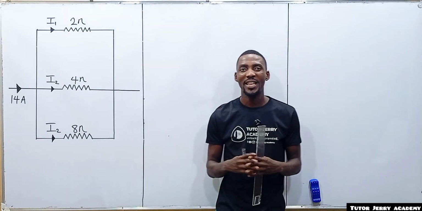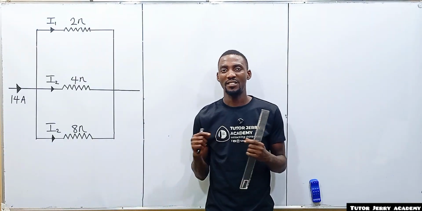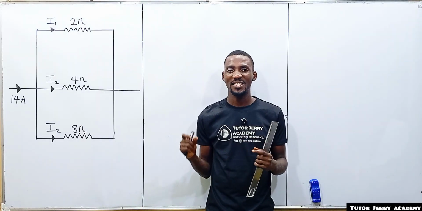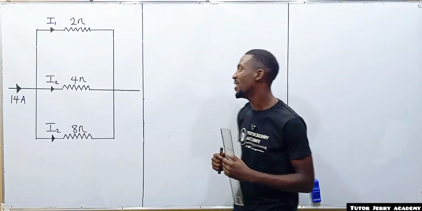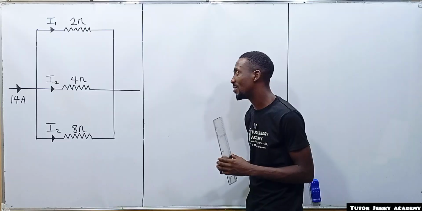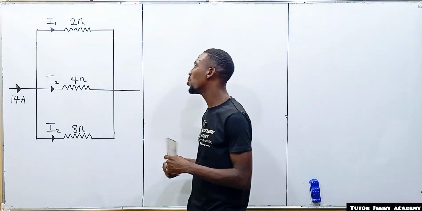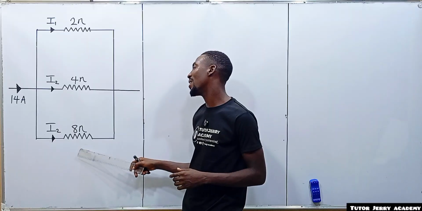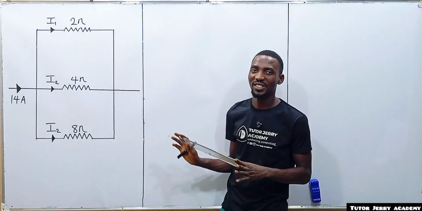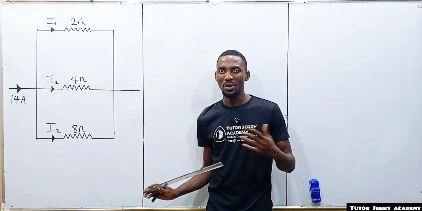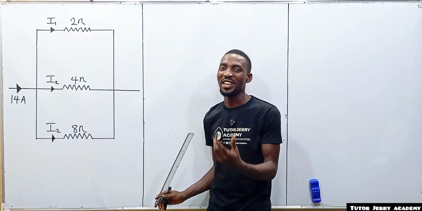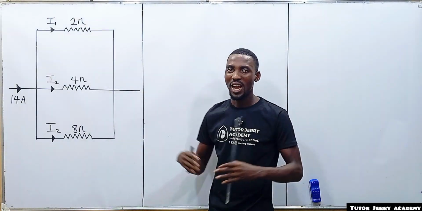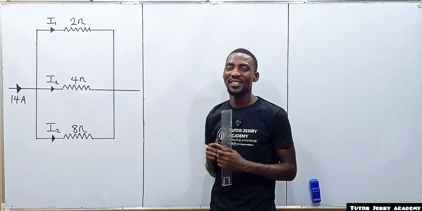All right, we are going to be solving another interesting question on the application of current divider rule. If you look at this question, you are going to observe that 2 ohms is parallel to 4 ohms and it's also parallel to 8 ohms. I intentionally bring this question because we have been dealing with questions that involve 2 resistors in parallel. So by the time we have 3 resistors, how do we apply current divider rule?